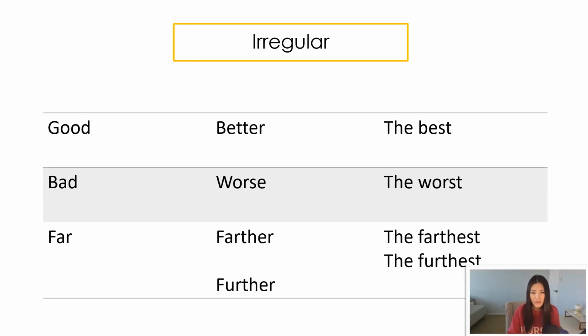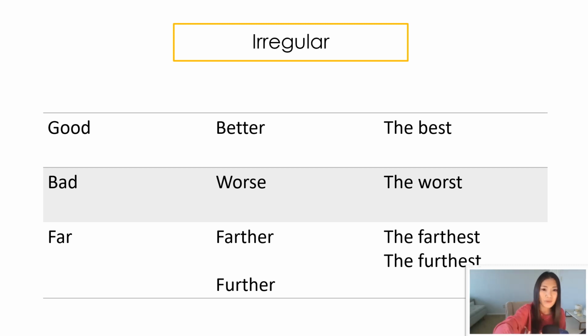And then there are some irregular words. For example, the adjective good becomes better. It's not "more good" or "gooder", but it's a completely new word. It becomes better. And then the superlative is the best. The adjective bad becomes worse, and then the superlative becomes the worst. Far becomes farther, and then the superlative becomes farthest.